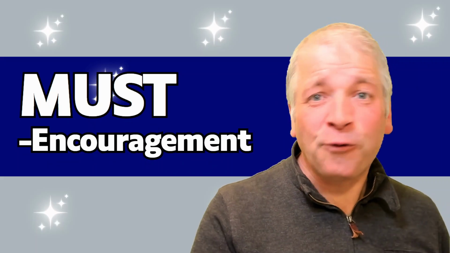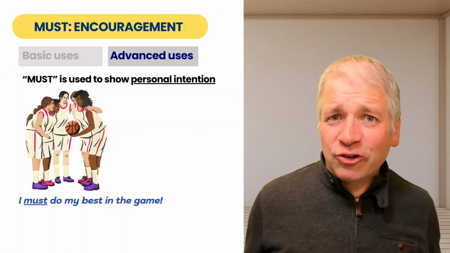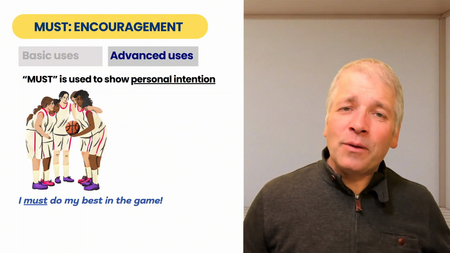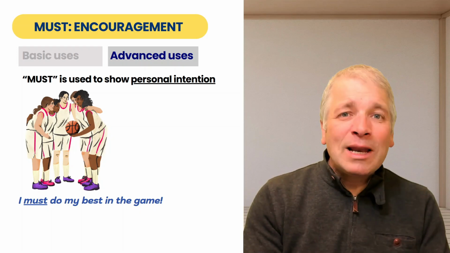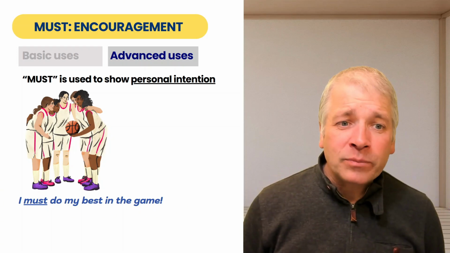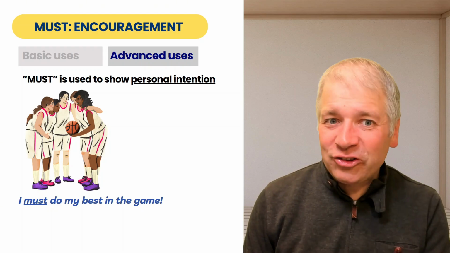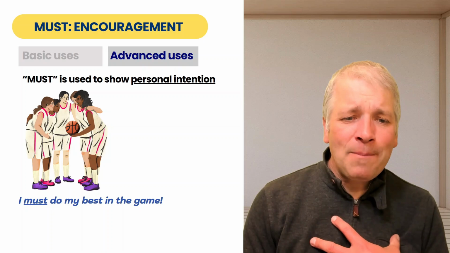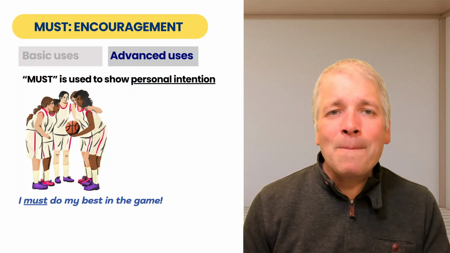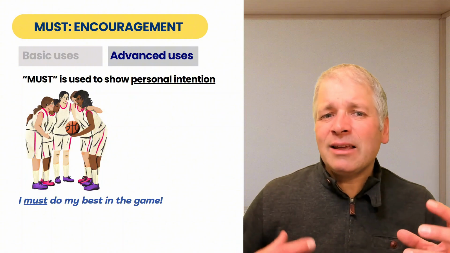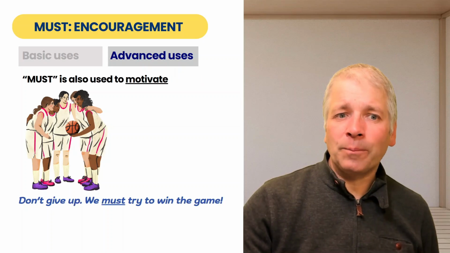We use must for encouragement. Let's look at this one. When we're using must for encouragement, we mean encouragement that comes from within ourselves as well as outside of ourselves. So first of all, must is used to show personal intention. For example, I must do my best in the game. That's my intention. My intention is to do my best. And by saying must, it indicates there's a kind of self-motivation going on.